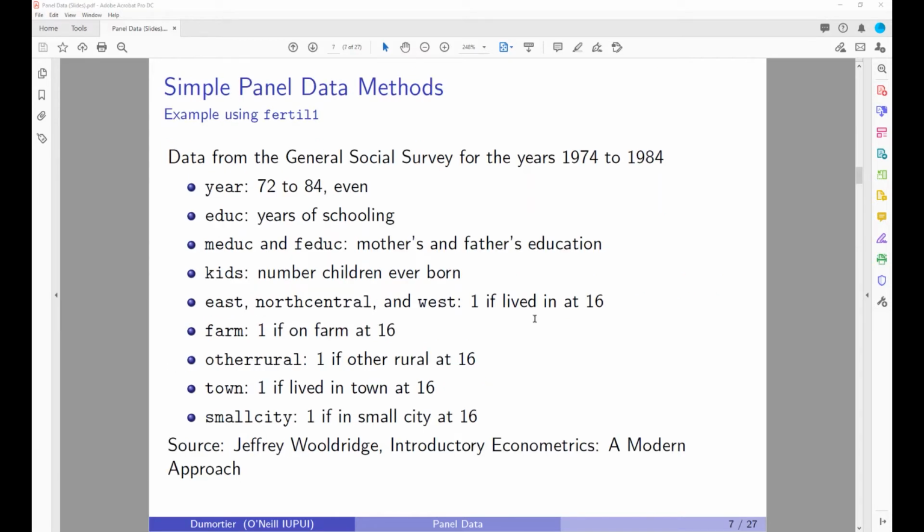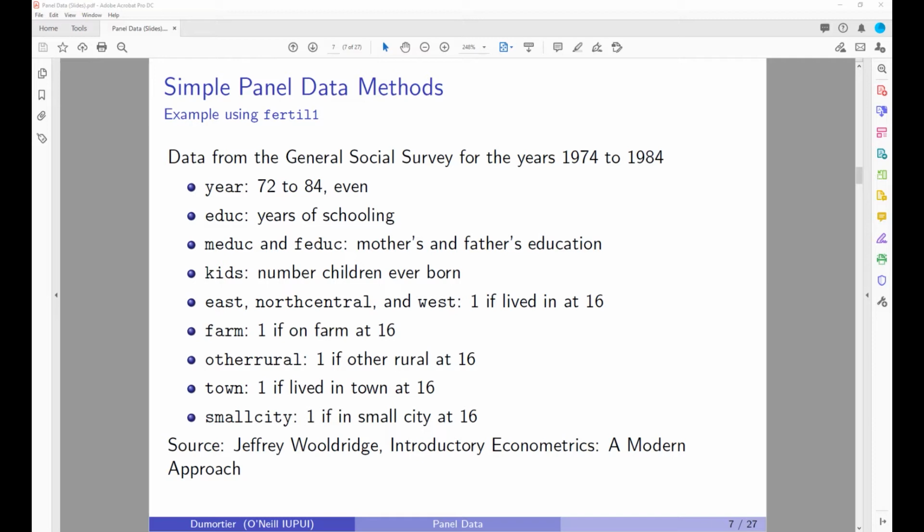Now, for this model, we are going to use the dataset Fertile1, which is part of the Excel file that I mentioned before. And note that this is data from the General Social Survey for the years 1974 to 1984. I know that the dataset is a little bit dated, but it will get the point across.